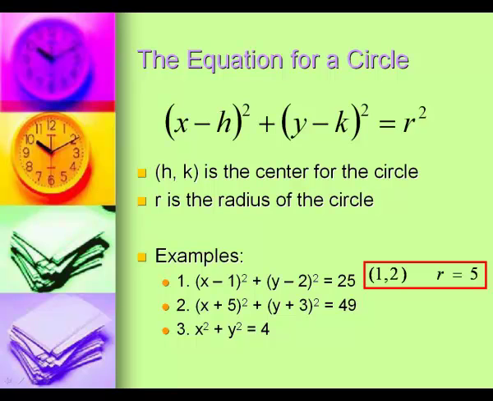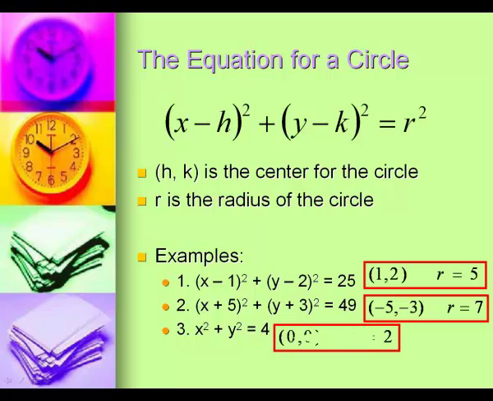In example 2, the center is at negative 5, negative 3. Change the signs of what you see in parentheses with x and y. The radius would be the square root of 49, which is 7. So center at negative 5, negative 3, radius is 7. In the last example, we don't have anything in parentheses with x and y, so the center is at the origin, which is 0, 0. The square root of 4 is 2, making our radius 2 for the last one.